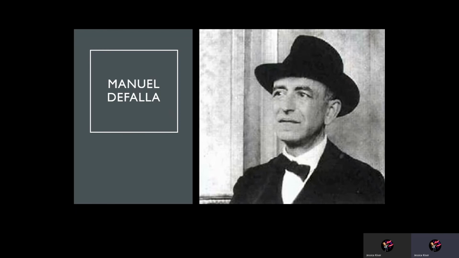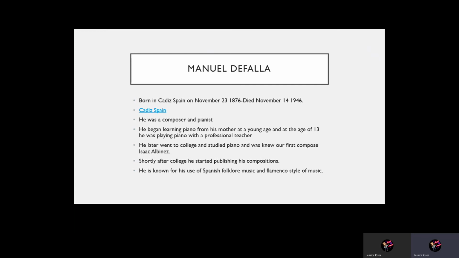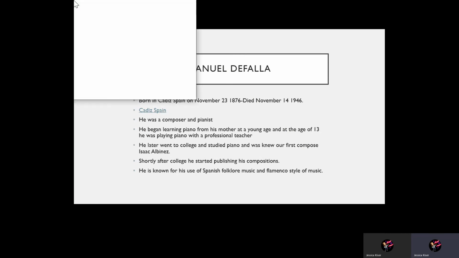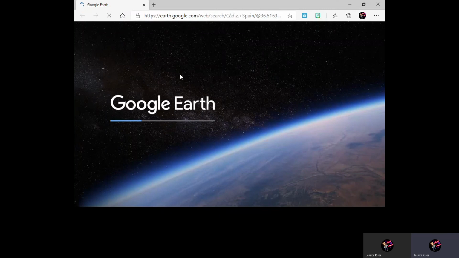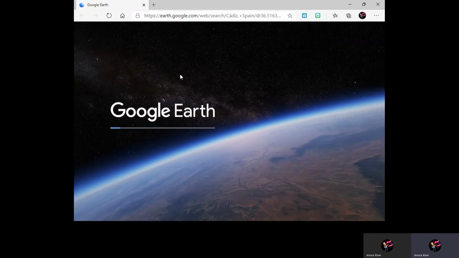So this is our composer of the week, Manuel de Falla. All right, Manuel de Falla was born in Cadiz, Spain, on November 23rd, 1876, and he died November 14th, 1946. So we're gonna take a virtual field trip, of course, to Spain, because we gotta see where Spain is, right? And let me pull Google Earth over here to you. And we will let Google Earth load. Oh, come on, Google Earth, you can do it. It's thinking about it, guys.